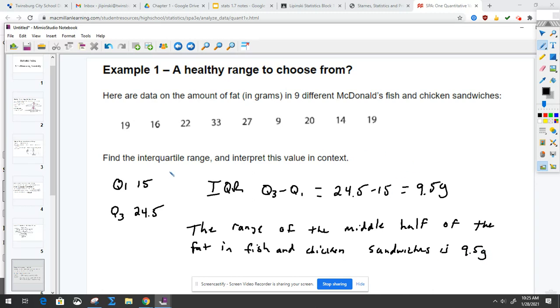So if it asks you to find the interquartile range, take Q3 minus Q1, and then interpret the value. It really just tells me the range of the middle half. So you've got to say the range of the middle half, and then what we're discussing, and then give me what that range is. So that is the first example there, and that's the first thing we're looking at, the IQR, finding the different quartiles and being able to find the range.